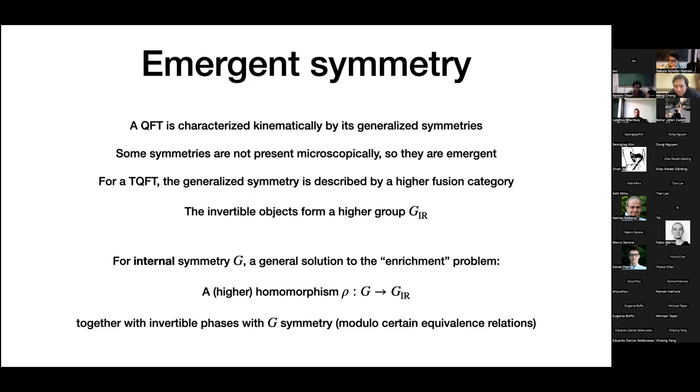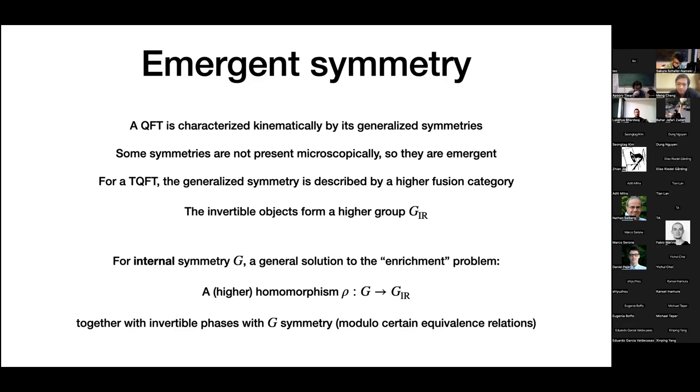Thinking along this line, we can formulate a general solution, at least a formal solution, to the problem of symmetry enrichment, in particular for an internal symmetry G. This internal symmetry G is a microscopic symmetry. It doesn't have to be zero-form in this formulation, but let's assume it's a zero-form symmetry. The solution to the enrichment problem is then given by classifying homomorphisms, I mean the appropriate generalization of homomorphisms for higher groups, from the microscopic symmetry group G to the IR symmetry group G_IR. On top of that, we should consider invertible phases with G symmetry, modulo some subtle equivalence relations.